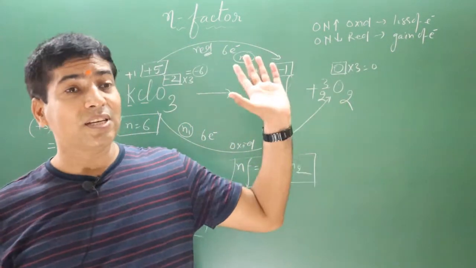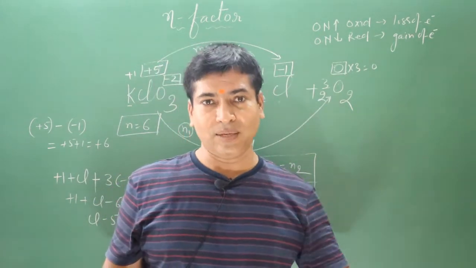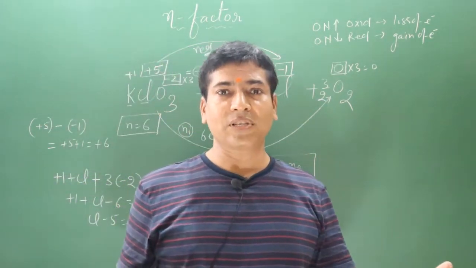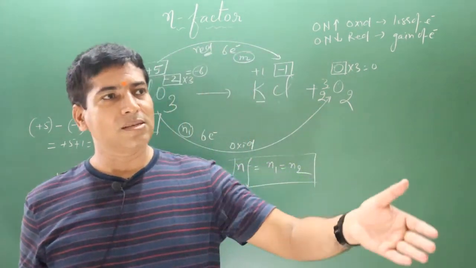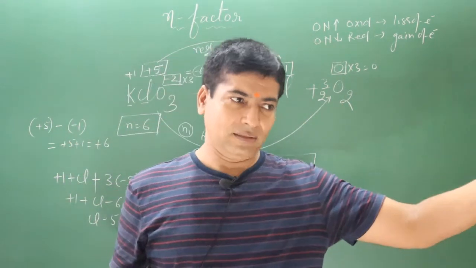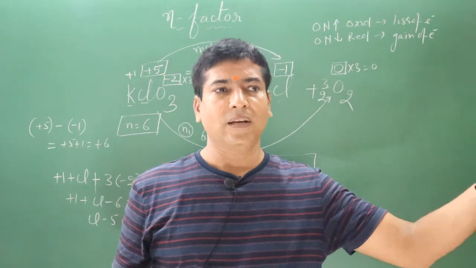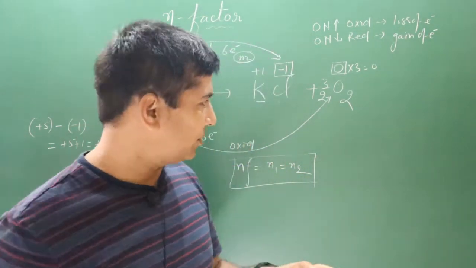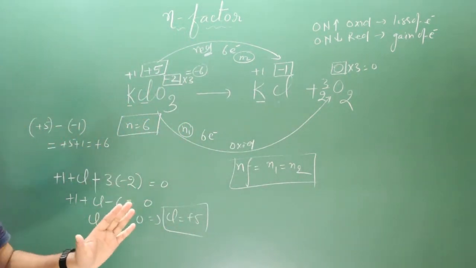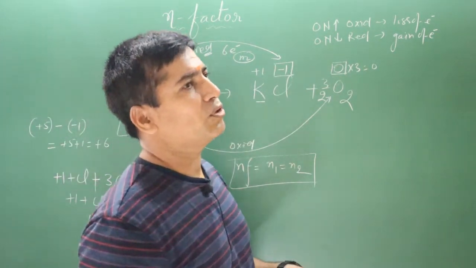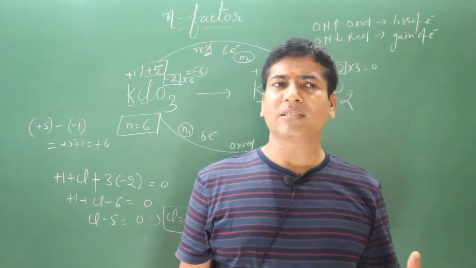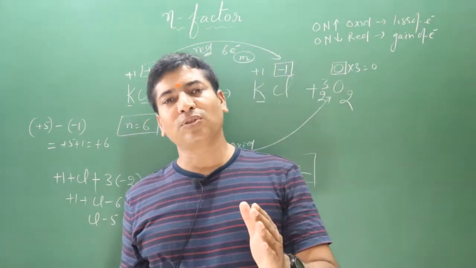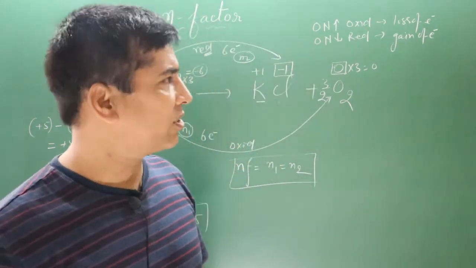In the previous examples we had a difference in oxidation numbers. In the reduction reaction we had a different number of electrons, and in the oxidation reaction we had a different number of electrons lost. So if a difference is there, apply the formula n factor is equal to n2 minus n1. If the difference in oxidation number is not there, and in both cases it is the same, then use the formula n factor is equal to n1 is equal to n2. Let me take some more examples.